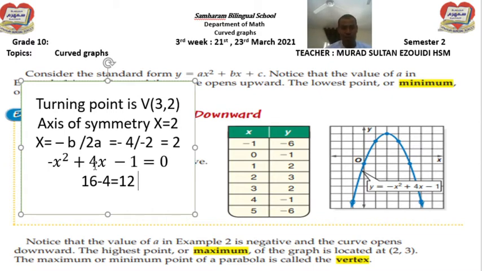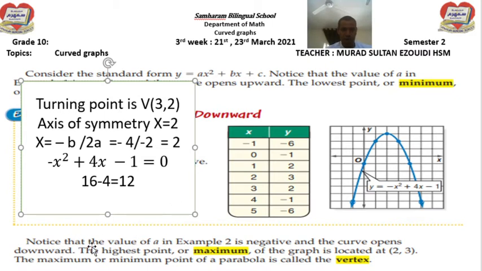So the first root is negative 4 plus 2 the square root of 3, divided by negative 2, or negative 4 minus 2 the square root of 3, divided by negative 2a, which is negative 2, and you will get your answer. Okay, so we continue.